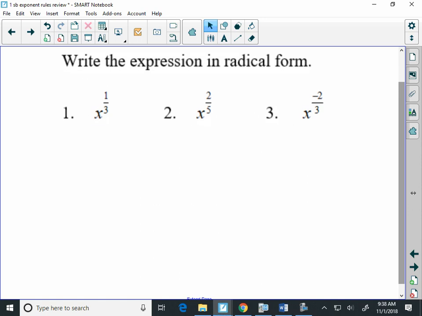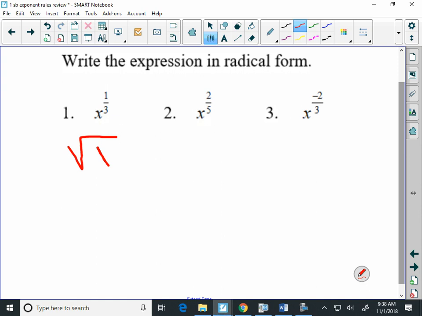Well, x to the 1/3. Again, the x is going to be the value that goes underneath the radical. The denominator of the fraction exponent goes in the check mark part. And the nice part is that there's a 1 on this one, so we don't even need to really write the 1. X to the 1/3 means the same thing as the cube root of x.